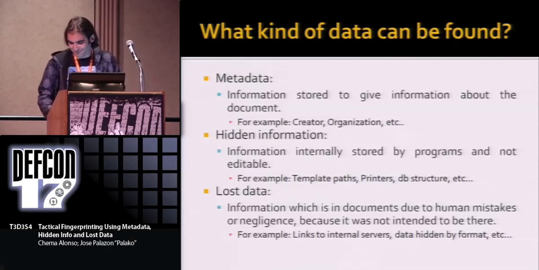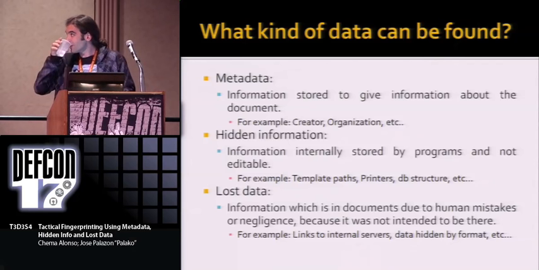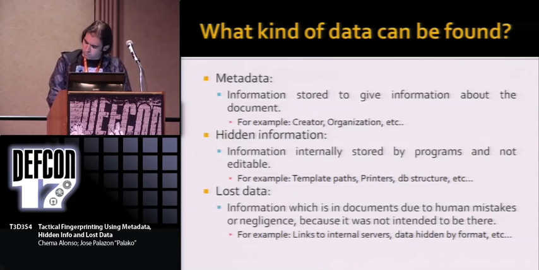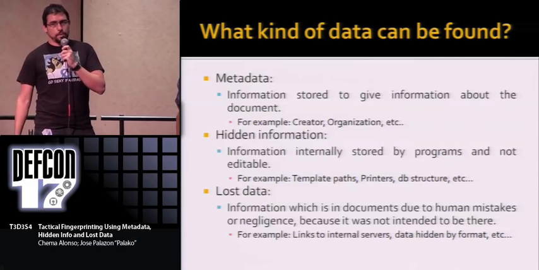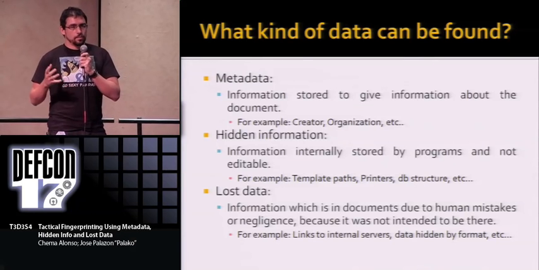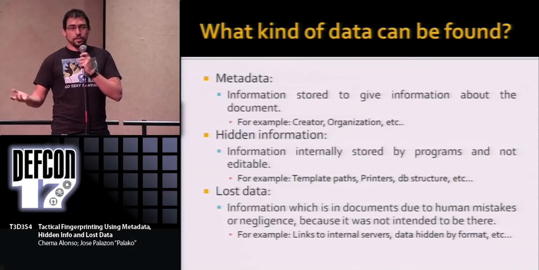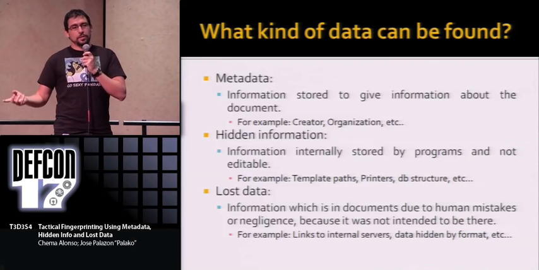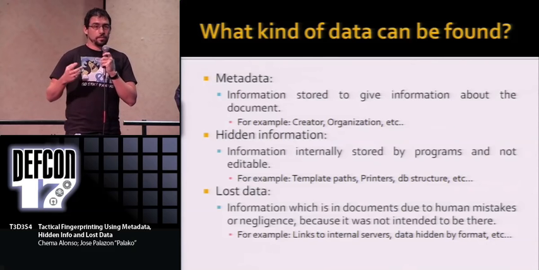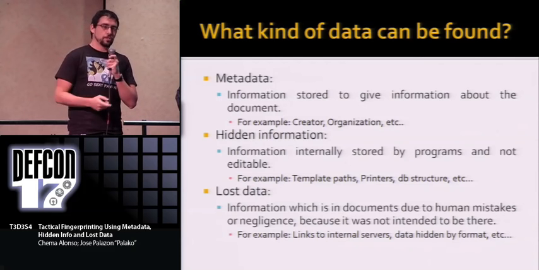Okay, so far everybody that has been talking about metadata has been talking about this kind of data that you can usually find in the properties dialog, where you see who created the document, which company the document is for. But we want to talk about some more information that is there and should definitely not be there when you're publishing the document. We call this hidden information. It is kind of metadata, but you cannot actually edit it. Like, what is the template that you used when you created the document for the first time? What is your printer? Even if you never printed the document, your printer information is going to be there.